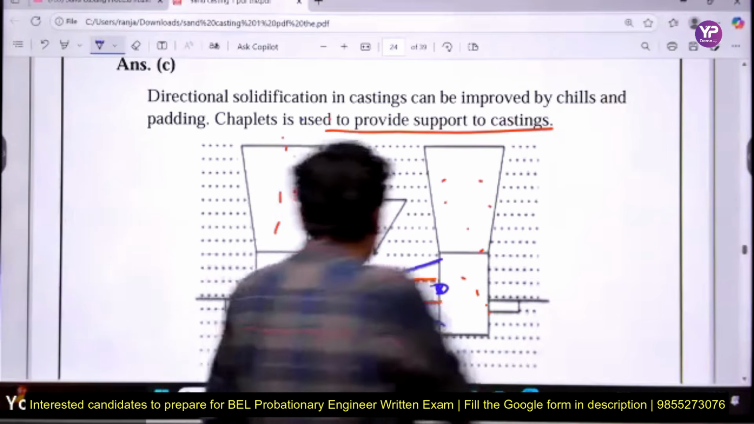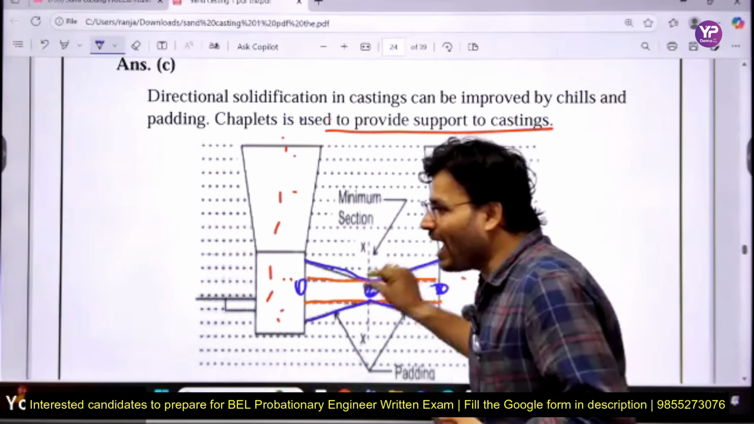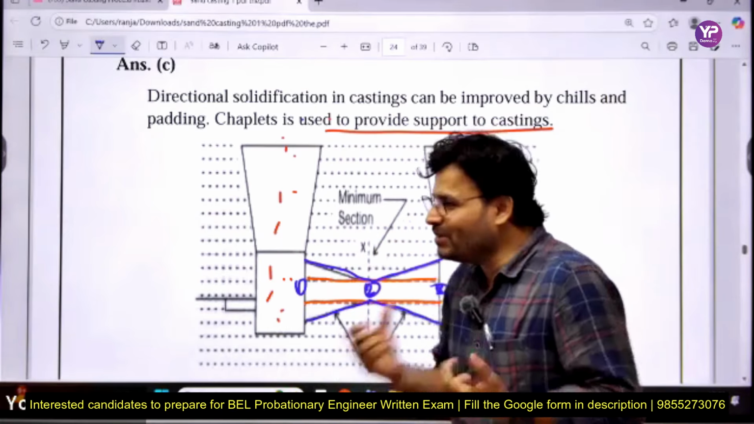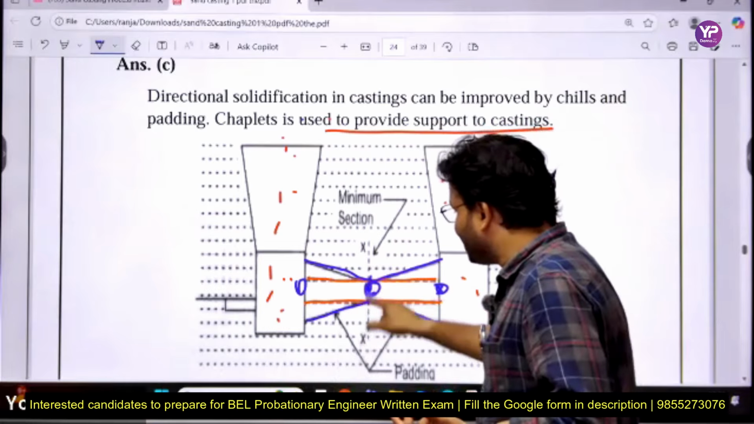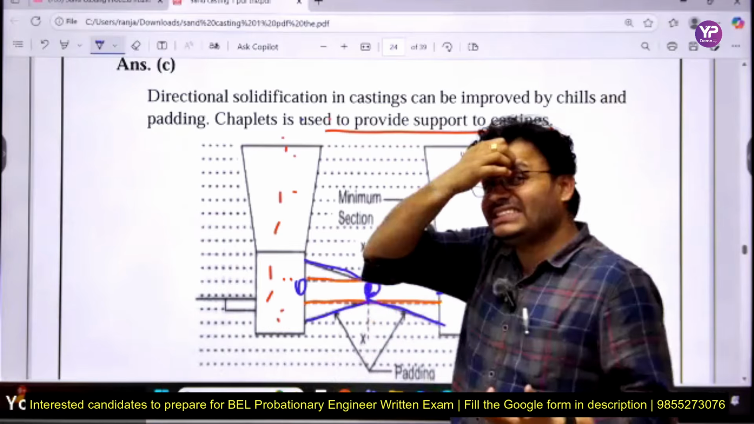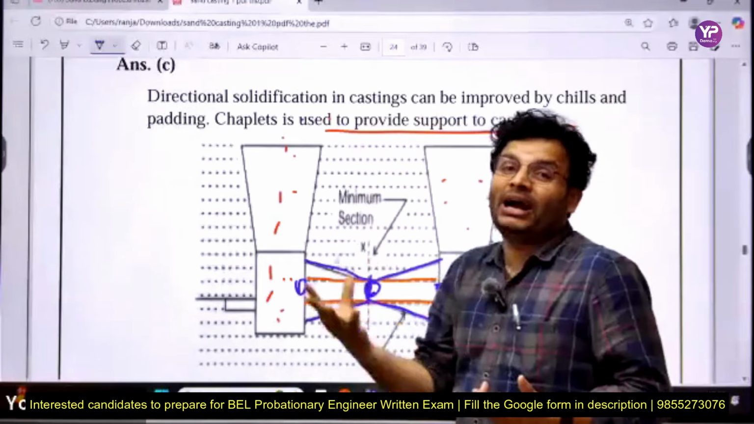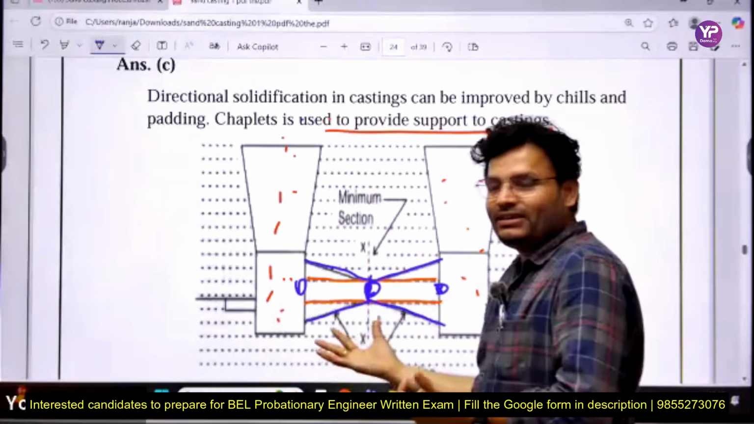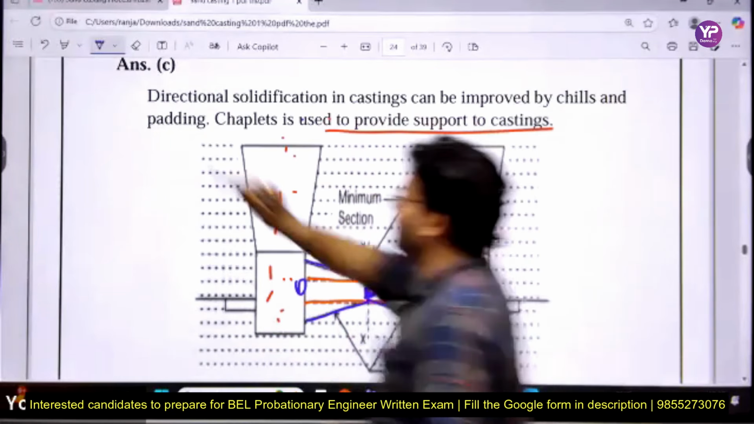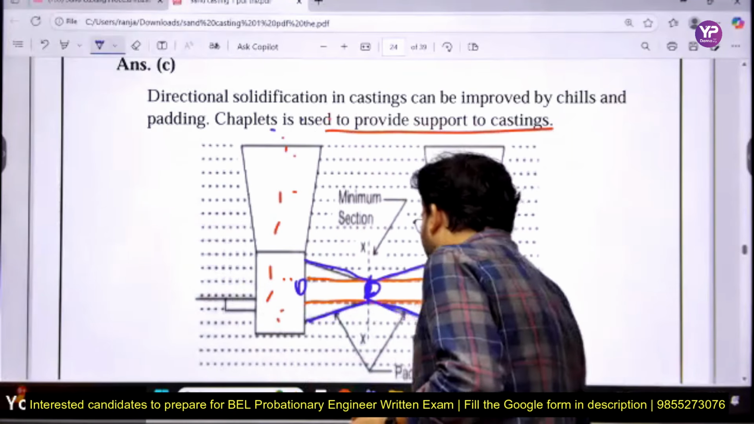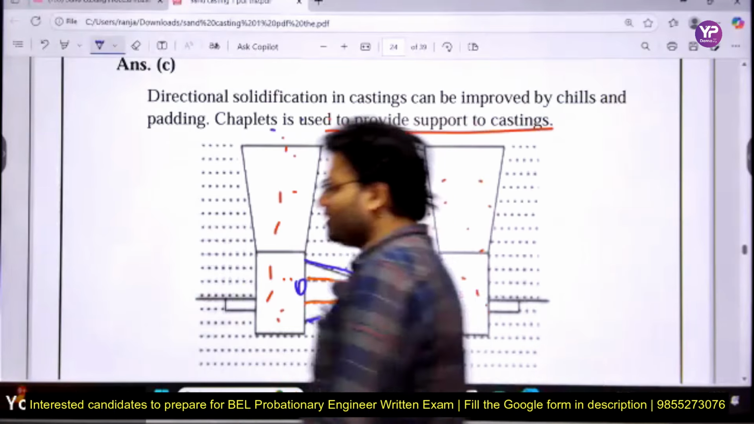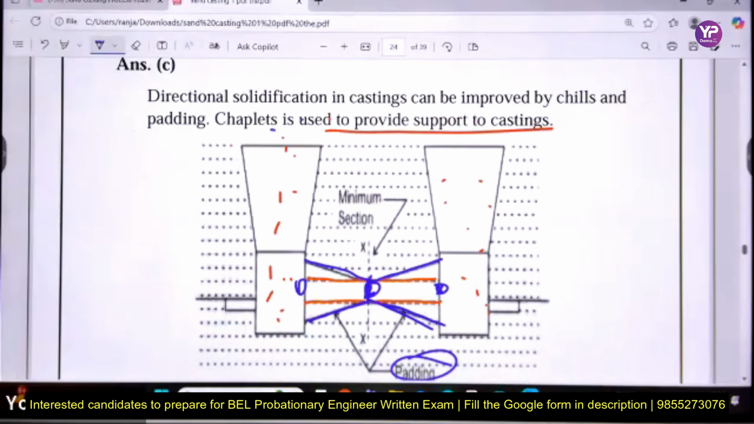Why? Because, sir, it has minimum area, so heat will be removed faster here. Less molten metal is there, so it will require less heat to get solidified. So solidification will start here, and what you have provided here is called paddings. Paddings are also provided to get directional solidification.